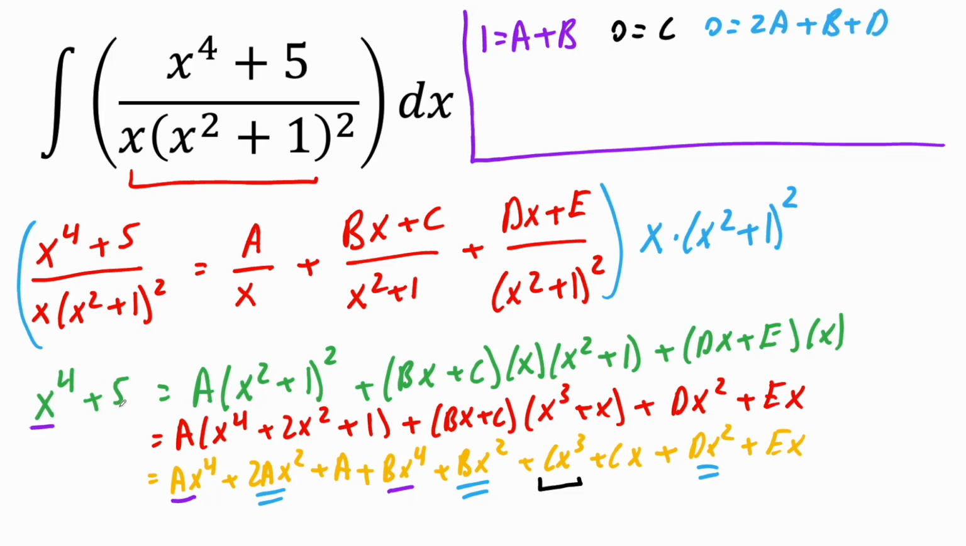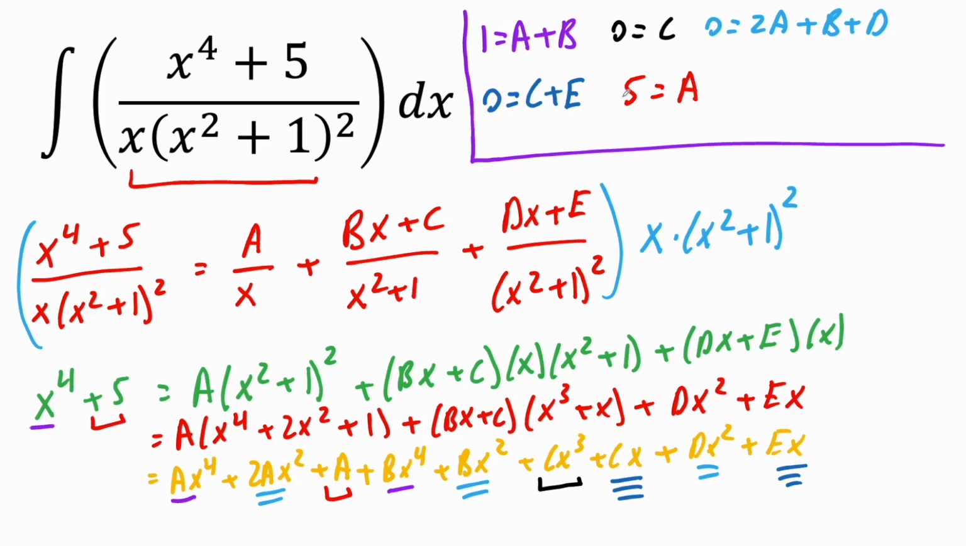Now we also don't have an x here, so we can say that 0 is equal to, we see, where do we have an x? We have an x right here and here. So 0 is equal to C plus E. Lastly, our constant, so 5, we have an A, and that's all we have. So 5 is equal to A.